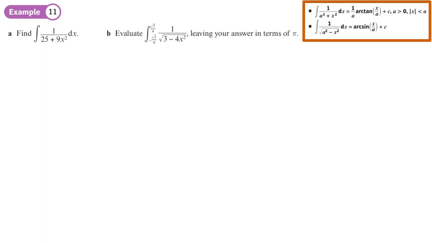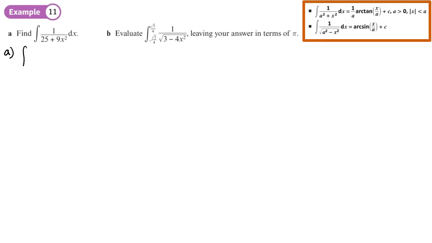Okay, so we've got two integrations here. There's nothing about show that your result equals something, so we don't need to prove anything. We can use these standard results here. So all we do is compare what we have written here with the standard results. Now I can see I've got something plus something squared, so it's going to be the arctan one that I need to use. So the first step is to get it to look like this. I cannot have a number in front of x squared, or its coefficient needs to be 1.